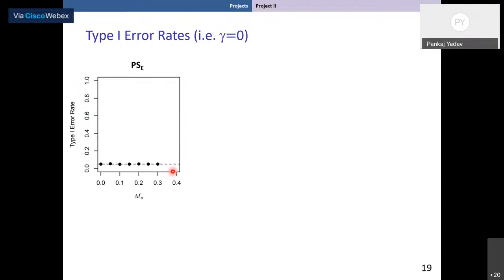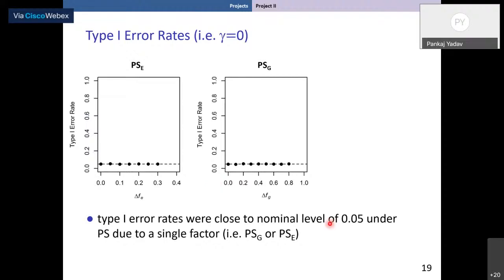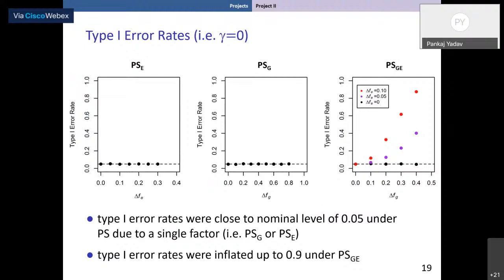Again, just to refresh you, for estimation here I'm using the reduced model that I showed for the case-only design. So the conclusion here is that there is no effect of environmental stratification on type 1 error rate. The same phenomenon was observed under genetic stratification: there is no effect on type 1 error rate under different settings of genetic stratification. But when we have joint stratification, then we are in trouble.